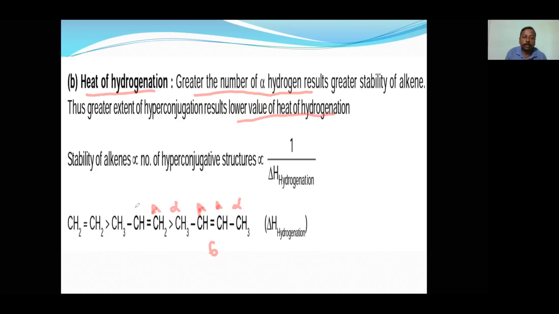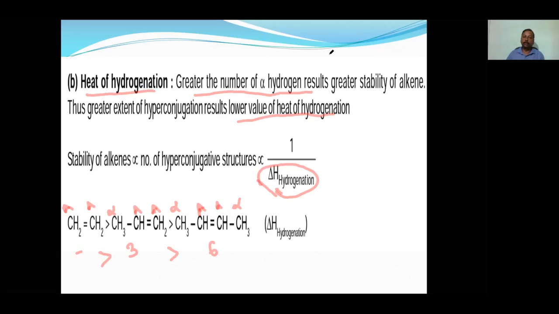This is active carbon, this is active carbon. There is no alpha. So here alpha is there. So 3 alpha hydrogens. Here only active carbons are there, no alpha carbons. Therefore, 0 alpha hydrogens. So whichever is having more alpha carbons and more alpha hydrogens will have the least heat of hydrogenation. You will find more heat released during hydrogen added to the ethene rather than butene.